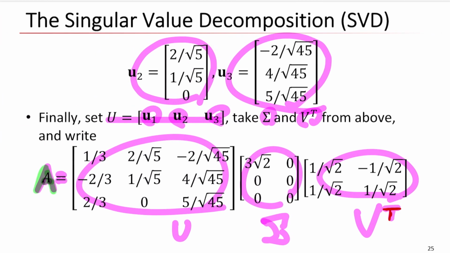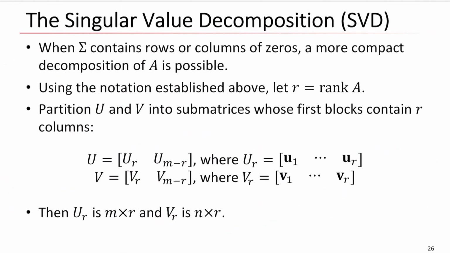Actually, as you can see here, if you compute this matrix multiplication, only this part and this part make the matrix A. Those other terms are not used to build the matrix A. So finally we can introduce the reduced singular value decomposition. So here is the definition.